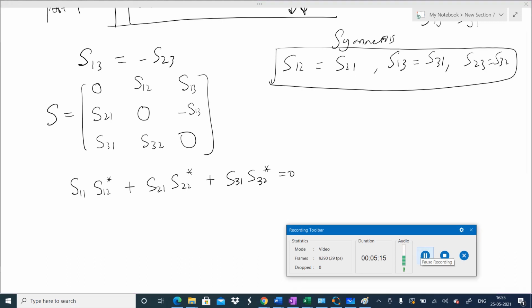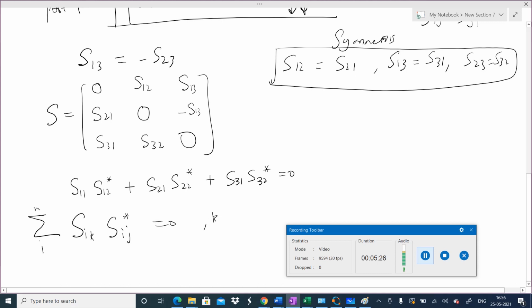What is this property? If you remember, I showed the property that the summation over i of Sik Sij conjugate is 0 when k is not equal to j. So the first index will be same, so S1 here is also 1. This index will change, so it is 1, 2 here. Then this index is same, then it is 1, 2 here. Then this index is same, it is 1, 2 here. Okay, that is what it means. It's the zero property. Now we can use this property, and we can further simplify the terms.